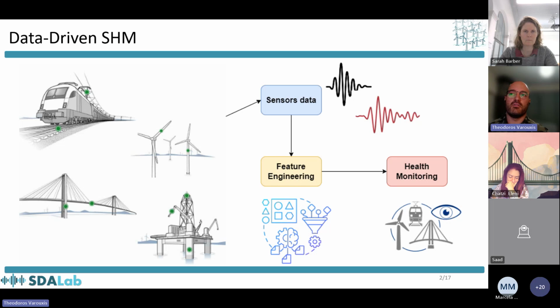Critical infrastructure like railways, wind turbines, bridges, oil rigs, and whatever is critical for our day-to-day lives needs to be monitored. How you can do that is you can instrument the structure with sensors. The sensors give you information corresponding to the system's current state. Then, using feature engineering, you can extract the information relevant to the current structural health state of the structure, and then use this information to perform structural health monitoring.